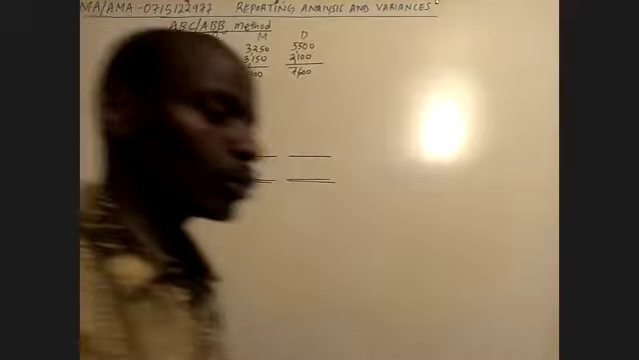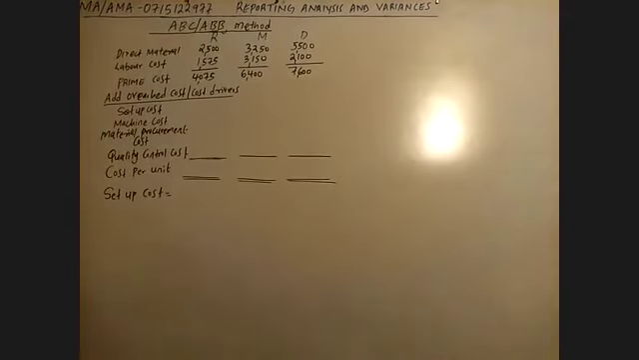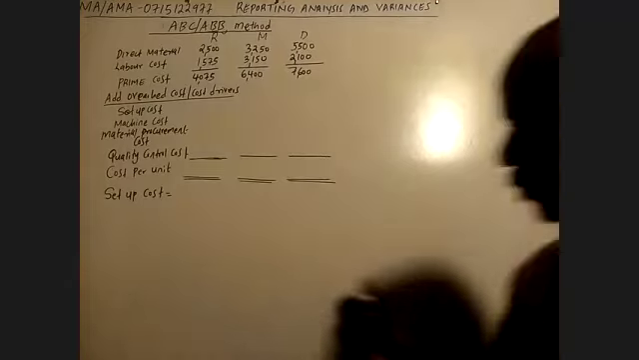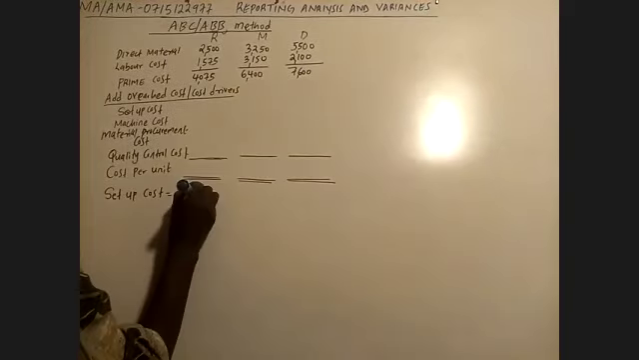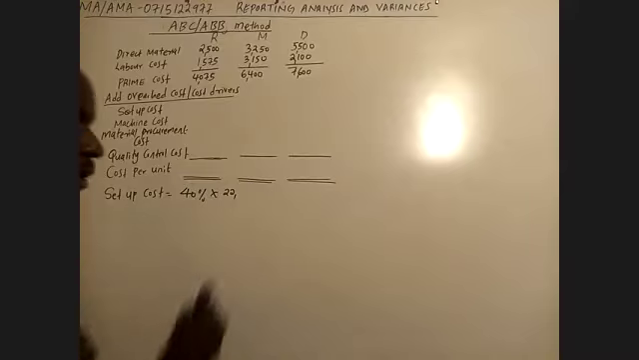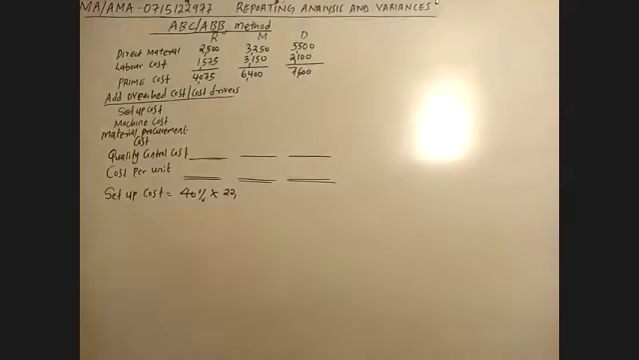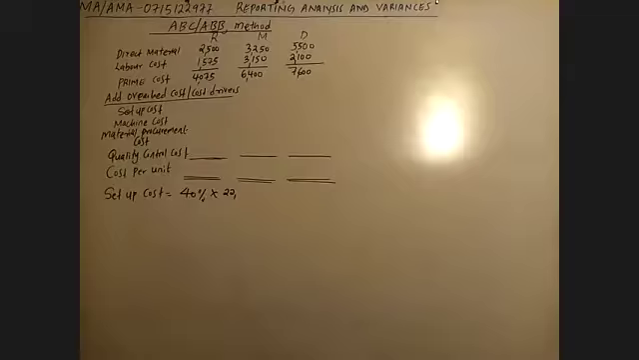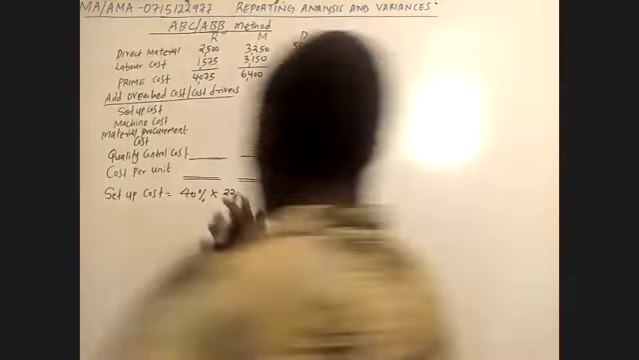Now, what is our setup cost from the question? It's 40% of the budgeted overhead. Remember, it is 40% of our budgeted. So our budgeted overhead cost is 25,200,000.